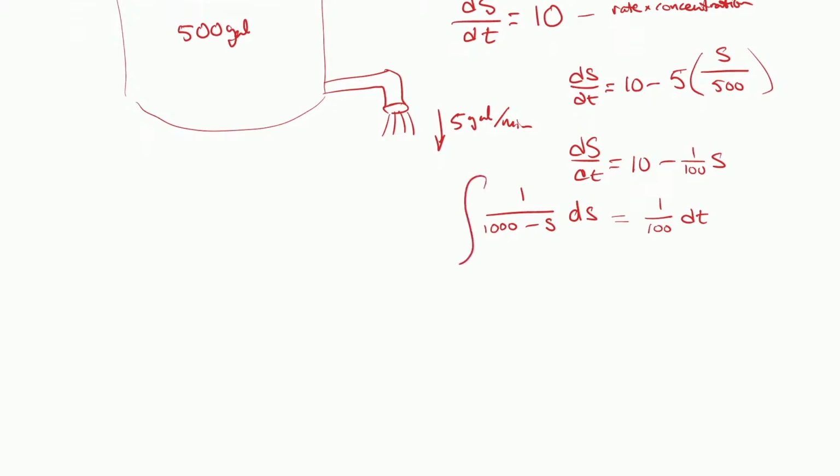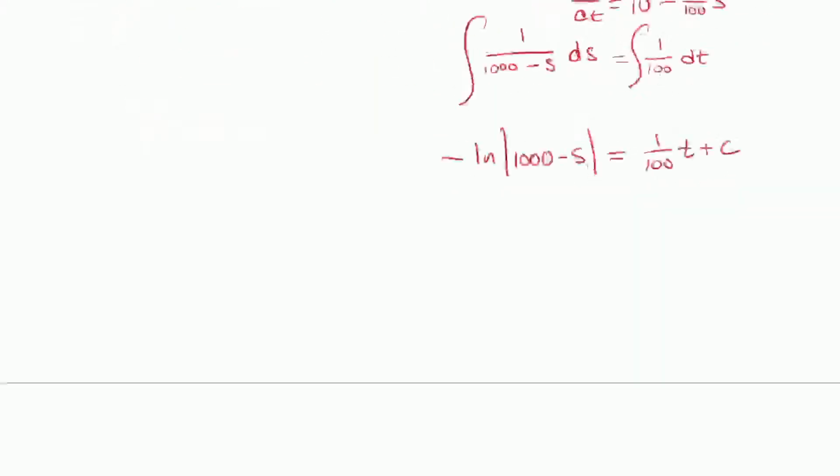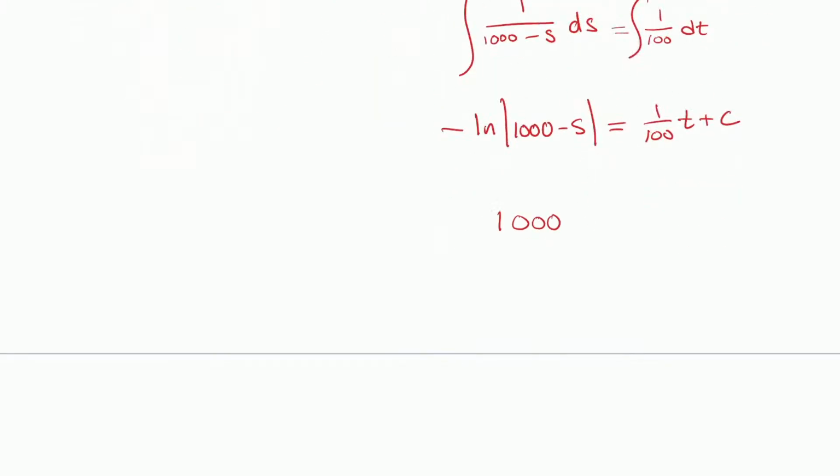Okay, now I can integrate. You might have done this a little differently. It'll work out the same. Natural log of this, put a negative out front just for good measure. And then we get 1000 minus S is equal to C1 e to the negative 1/100 t. So I think that's what we end up with. So S is equal to 1000 minus C1 e to the negative 1/100 t. Does that look good?